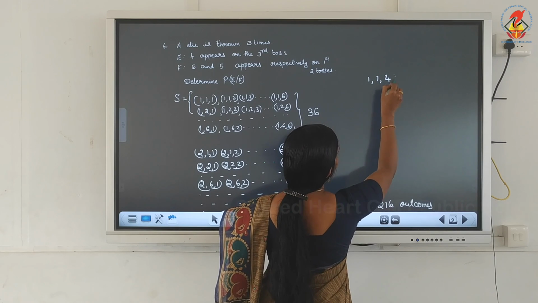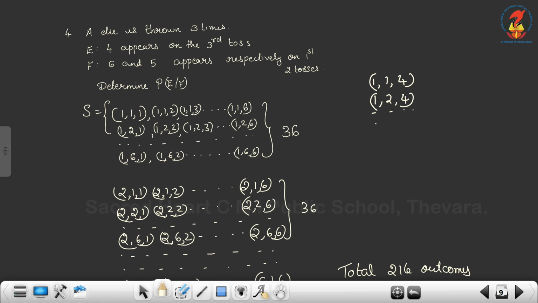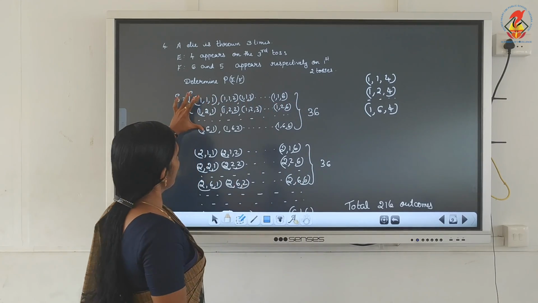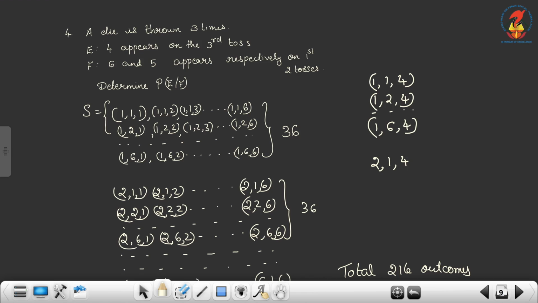So 1, 1, 4, that is in the first row. Then 1, 2, 4, 1, 3, 4, like that 1, 6, 4. 4 in the last. Then this is from this 6 rows. Then starting with 2 again, 2, 1, 4, 2, 2, 4, etc. 2, 6, 4. Okay. So here 6 outcomes, here also 6 outcomes.